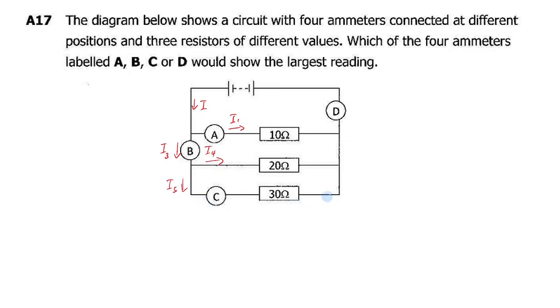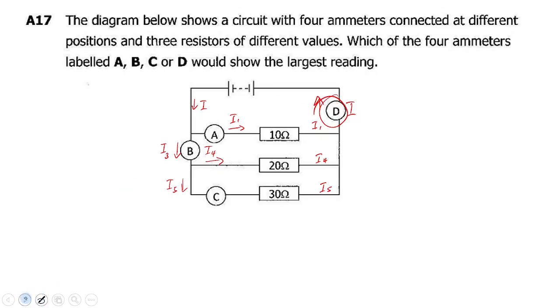So when all of them come here, here we'll have current 1, here we'll have current 4, right? Here we have current 5. So all of them, when they come here, they'll add up to, again, the total current that is going there. So D is the one which will show the largest reading.